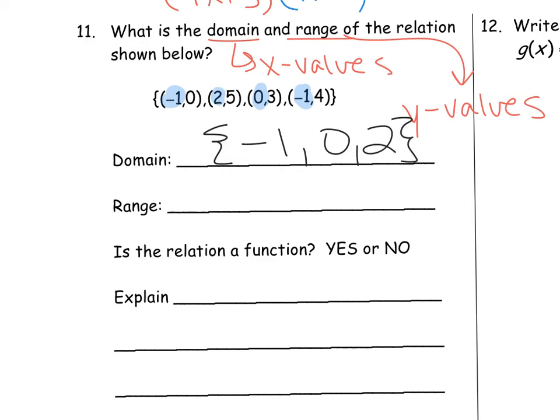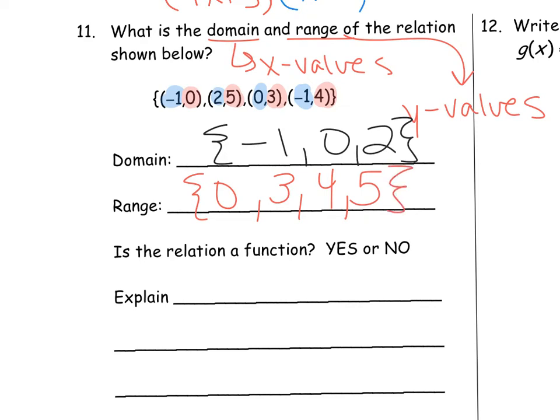We usually write them from least to greatest. Why don't you give the range a shot? Give that a try. Okay, so hopefully you got 0, 5, 3, and 4. And again, I'm going to write that from least to greatest. So I have 0, 3, 4, and 5.